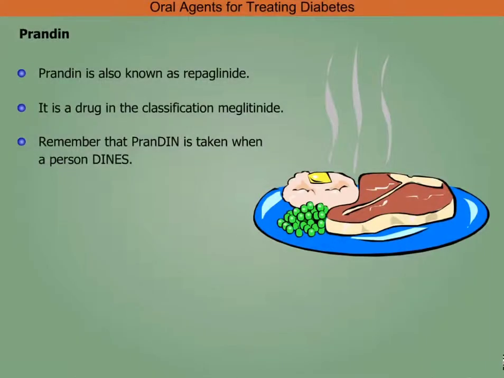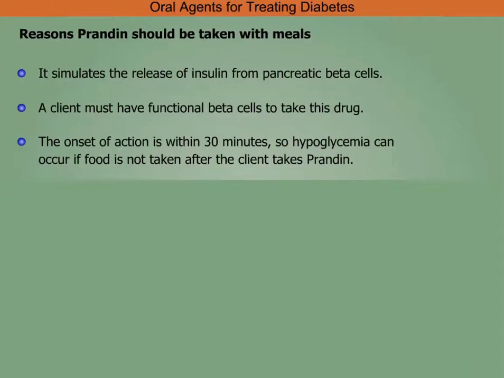Prandin. Prandin is also known as repaglinide. It is a drug in the classification meglitinide. Remember that Prandin is taken when a person dines. Reasons Prandin should be taken with meals.